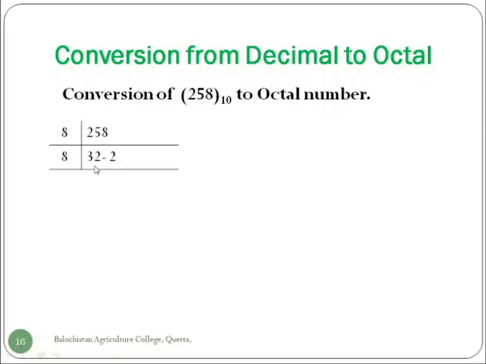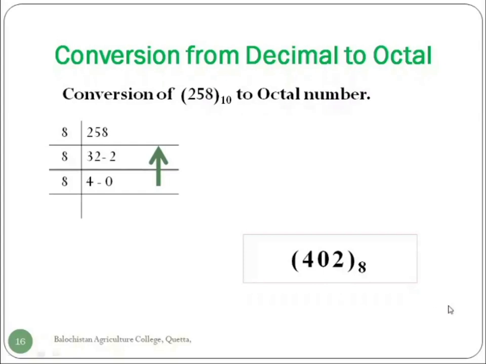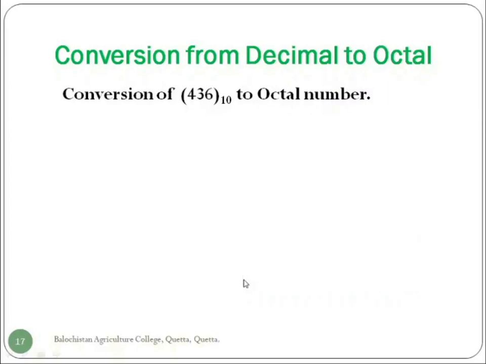We will divide 32 further by 8. We get 8 4s are 32 and 0 is remaining. We have written this 0 on the right side. Now we can see that we cannot further divide 4 by 8, so this process will be completed here. Now we will write these digits in this direction: 402 and base 8. 258 has been converted to the octal number 402 base 8.